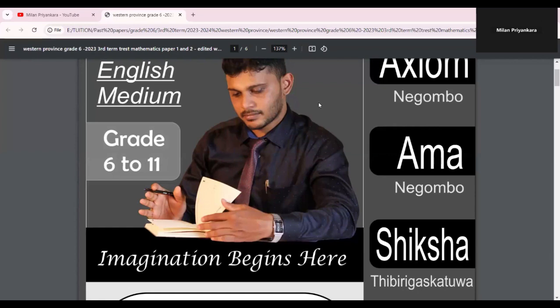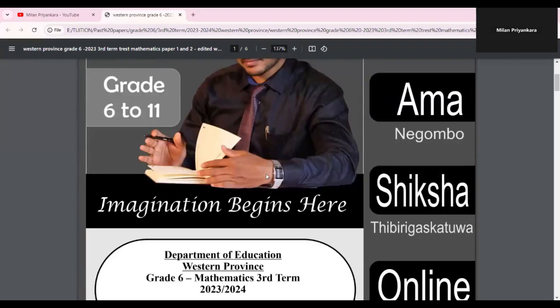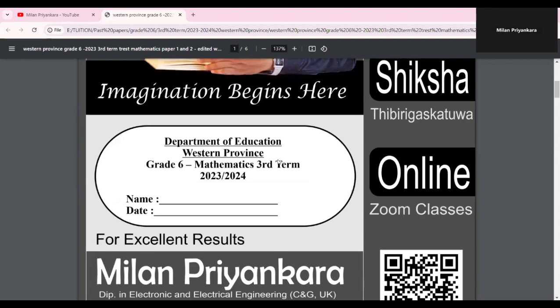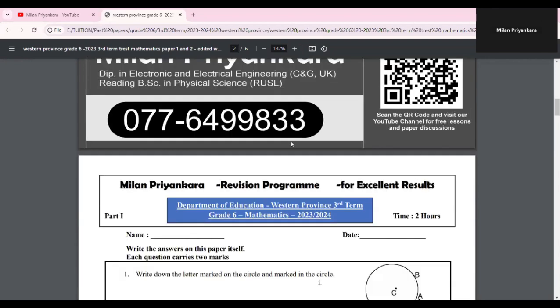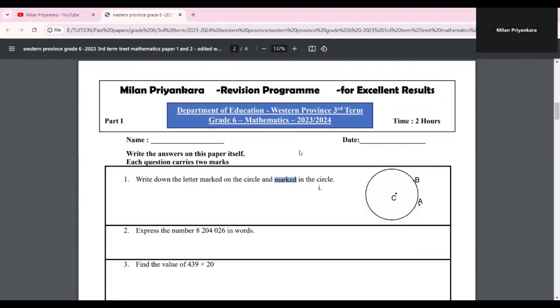So let's do it. Okay, dear students, let's discuss this paper. This is grade 6 mathematics third term test 2023-24, right? And here we will start from part 1, and you have to answer all the questions here. You have 20 questions, so let's answer all this, right? So let's see. Write down the letter marked on the circle and marked in the circle.